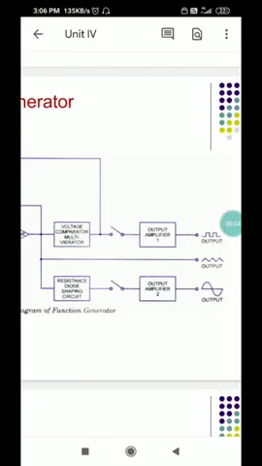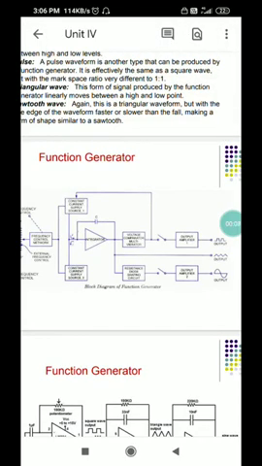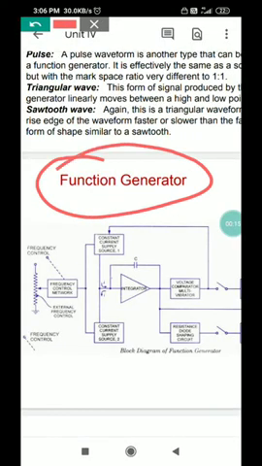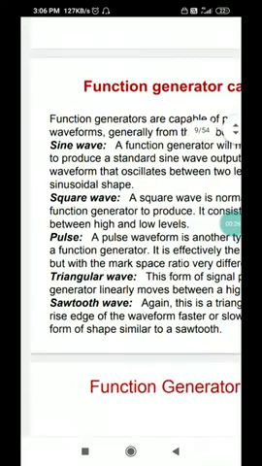The next part of discussion is function generator. Function generator is a very important lab instrument. Almost all electronic labs do have function generator. What do we do with this function generator? The function generator is used for this thing.